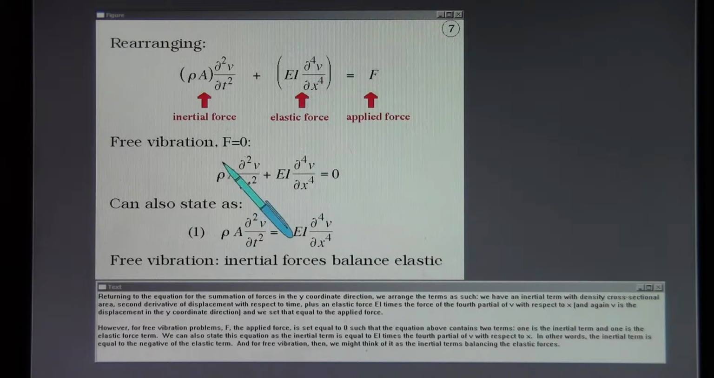We can also state this equation as the inertial term is equal to the negative of EI times the fourth partial of v with respect to x. In other words, the inertial term is equal to the negative of the elastic term. And for free vibration then, we might think of it as the inertial terms balancing the elastic forces.